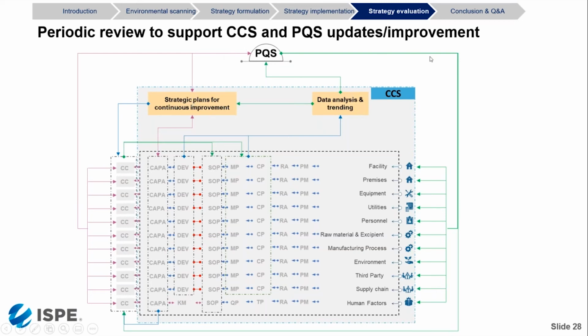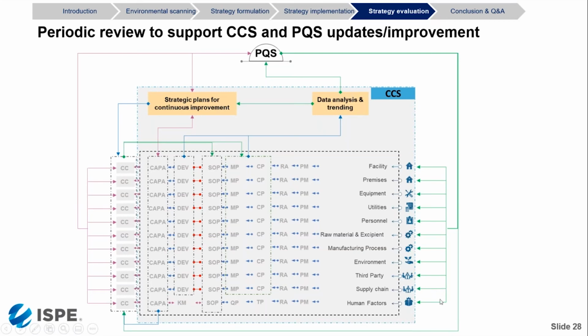you can update your PQS and then start to update your facility, improve your equipment design, improve your premises, revisit the utilities, retrain the personnel, for example on aseptic interventions, aseptic media fill, etc. Review your vendors, asking for tighter limits, for example, etc.